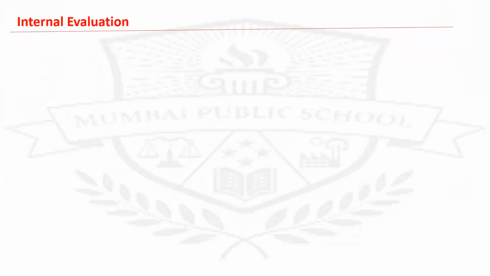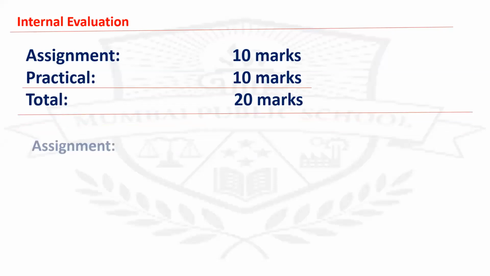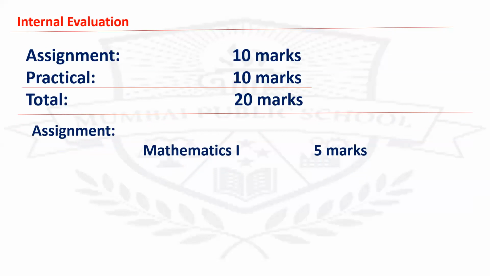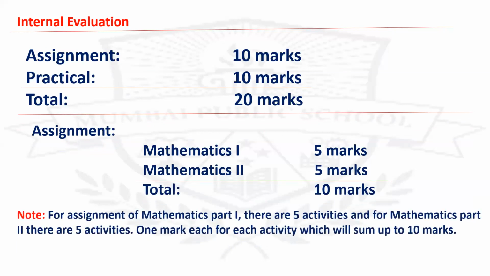Now, internal evaluation, you've got assignment of 10 marks, practical of 10 marks, total 20 marks. Assignment for mathematics 1, it is 5 marks. Mathematics 2, it is 5 marks. Total 10 marks. For assignment of mathematics part 1, there are 5 activities, and for mathematics part 2, there are 5 activities. 1 mark each for each activity will sum up to 10 marks.